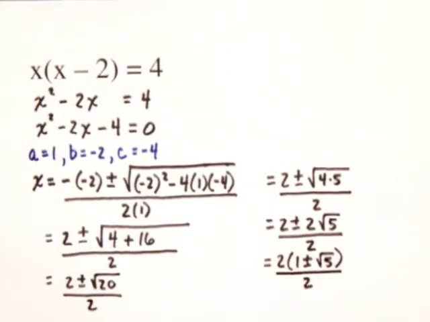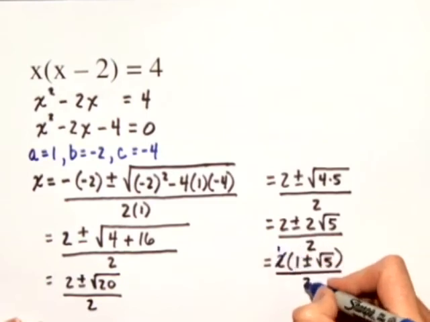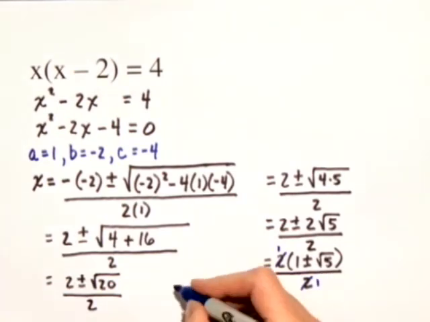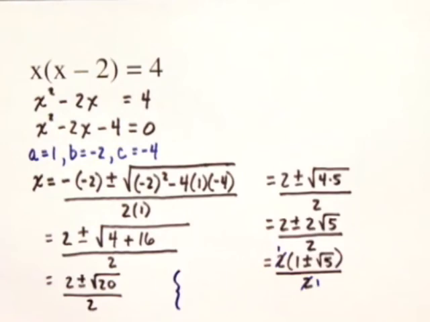Now we can divide out this common factor. 2 over 2 is just 1 over 1. And we can see that we have 1 plus or minus the square root of 5 left. So we're ready to state our solution right here. Our solution set is 1 plus or minus the square root of 5.